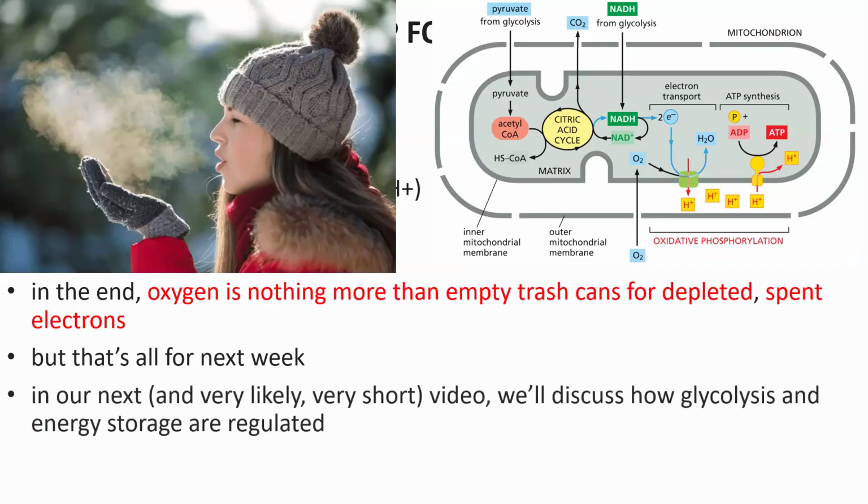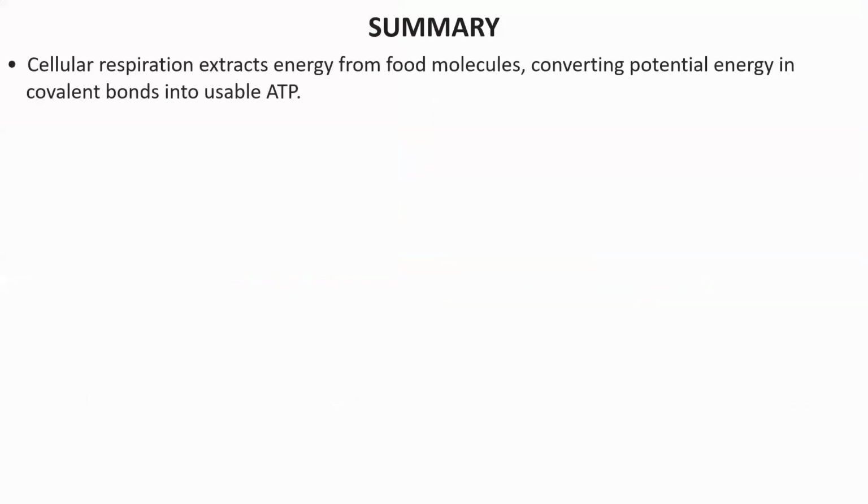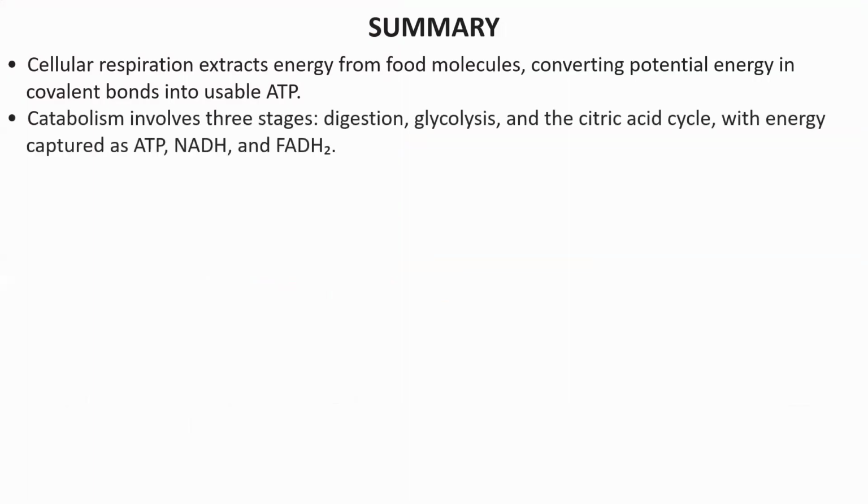As we move into the second video for this week, again, it's going to be quite short, we'll discuss how glycolysis and energy storage are regulated and what cells do when they don't need glucose for this process because ATP levels are already high. So until then, to summarize what we did talk about here, cellular respiration is the process used by cells to extract energy from the macromolecules that we eat, converting the potential energy of the bonds of those macromolecules into the potential energy of activated ATP.